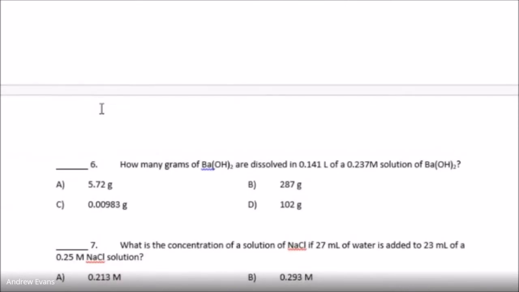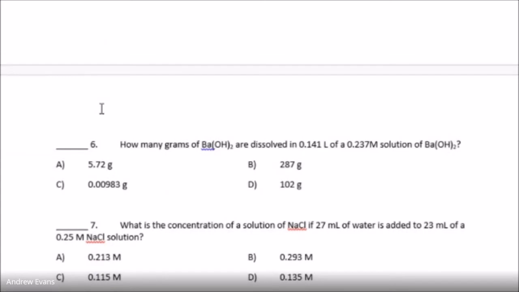Now this one is a little bit harder. Well, no. This one is we're going to take molarity and turn it into a mass instead of a mass into a molarity. The idea is we can go grams to moles to molarity, but we could also go backwards. So we have the molarity of barium hydroxide, 0.237 molar Ba(OH)2, and we use 0.141 liters.